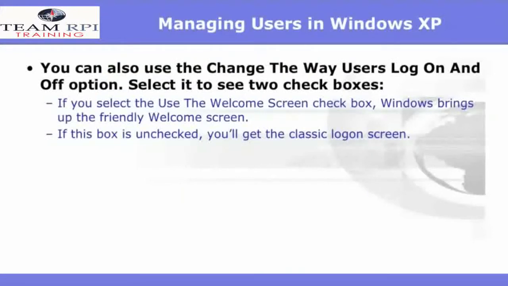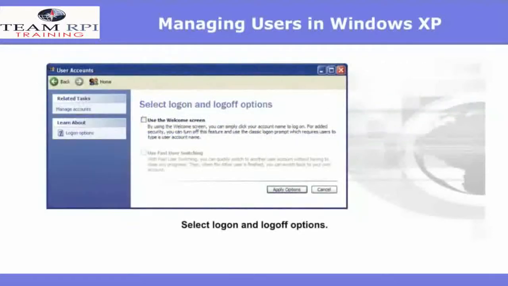You can also use the Change the way users log on and off option. When you select it, you'll see 2 checkboxes. If you select the Use Welcome Screen checkbox, Windows brings up the friendly welcome screen. If this box is unchecked, you'll get the classic logon screen.